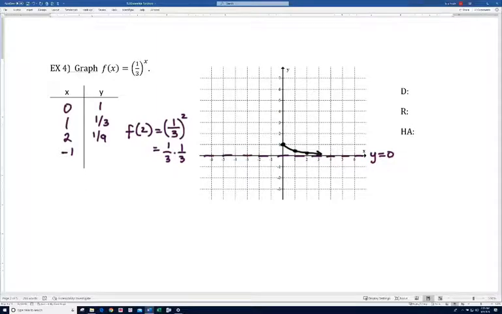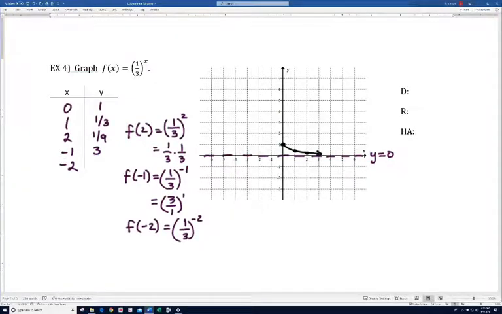Let's plug in some negative values. If we plug in -1, we're going to have 1/3 to the -1 power. Now it's been a while since we've done one like this, but basically what we do is we flip the fraction and change the exponent. So it's 3 to the +1 power, which is just 3. So you might want to go ahead and try f of -2 real quick. When you plug in -2, you're going to get f of -2 is equal to 1/3 to the -2 power. We'll flip that and make that a +2. So this is just 3 squared, which is 9.